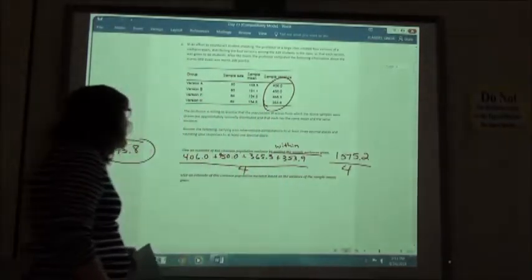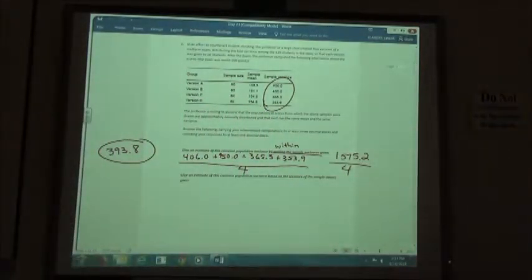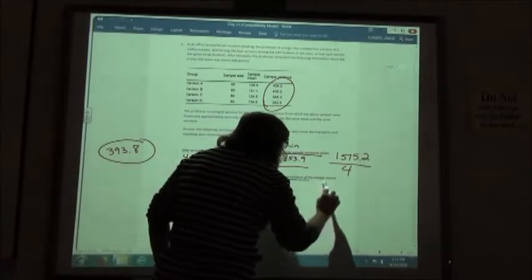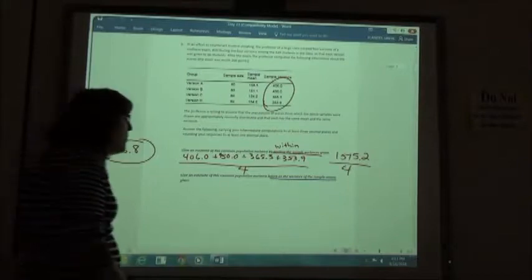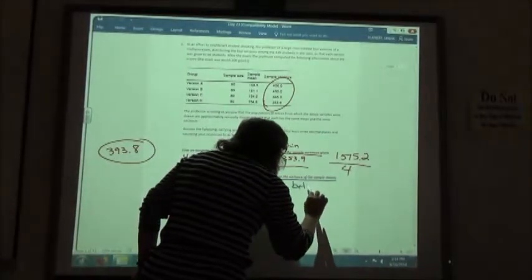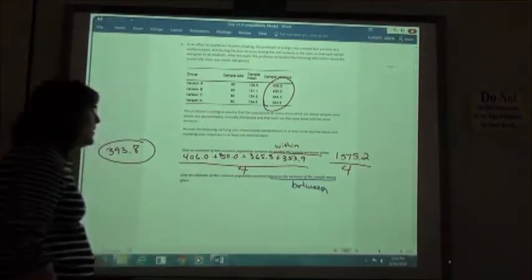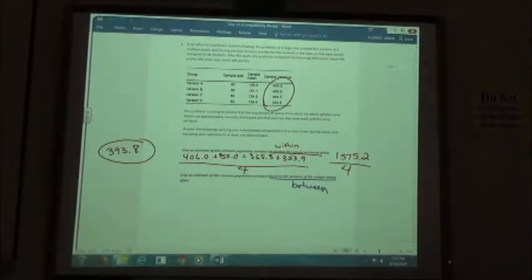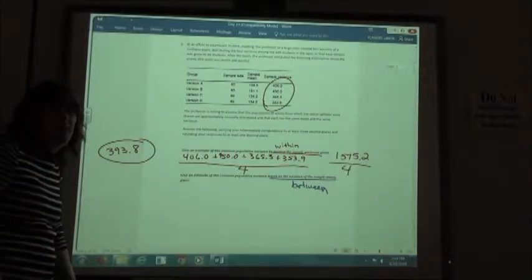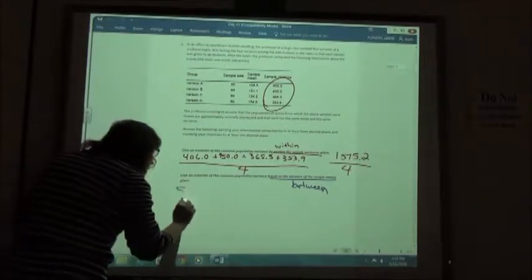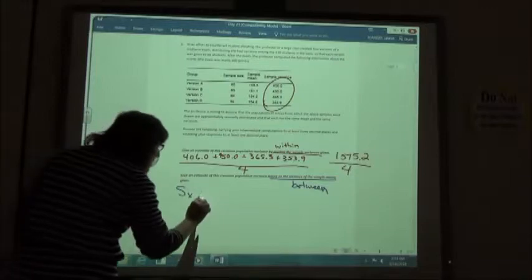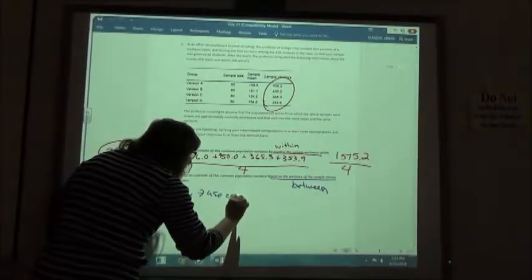Second part says give the estimate of this common population variance based on the variance of the sample means. When it says based on the variance of the sample means, that's like the one we did where it said between. Based on the variance of the sample means. And you can see why it's named that, because we used the sample mean and we found the variance by finding our sample standard deviation and squaring it. So, first thing we need to do is find that sample standard deviation. Use your calculator.